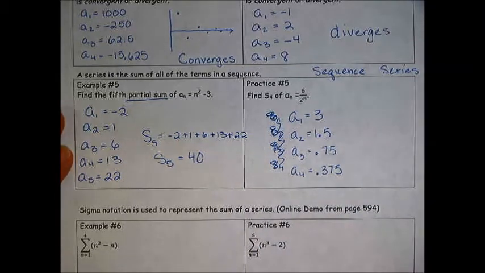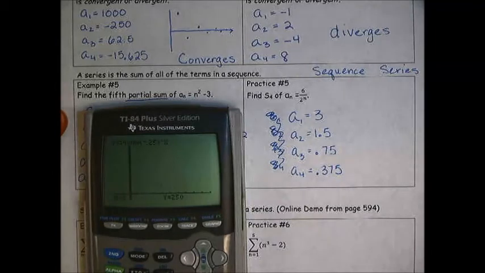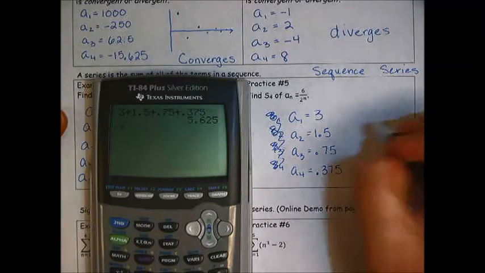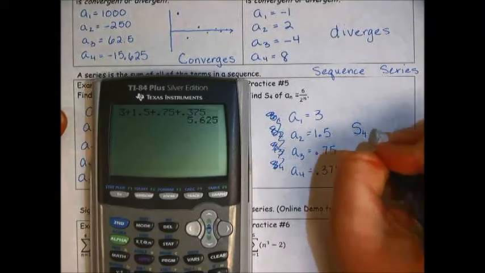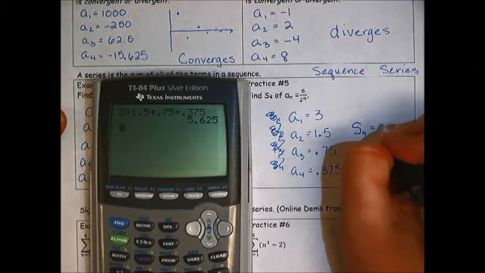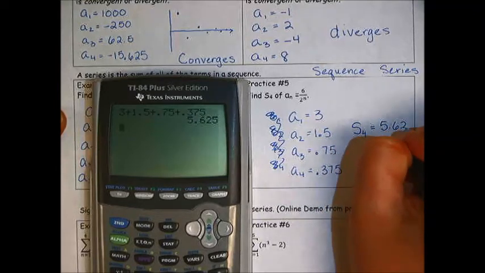And I think I'm going to use my calculator to add these up. So that would be 3 plus 1.5 plus 0.75 plus 0.375. And the sum, this is when I want to use the S, meaning I'm adding these 4 terms, would be 5.625.